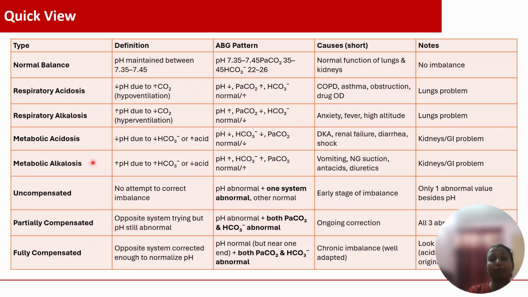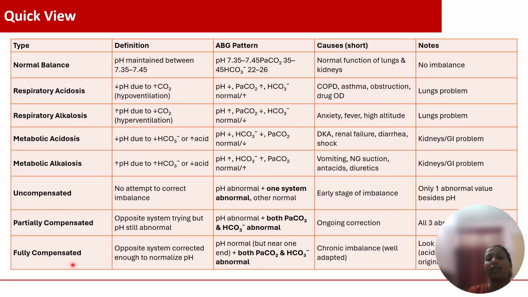Metabolic alkalosis: increased pH due to increased HCO3 or decreased acid level. pH increases and HCO3, that is bicarbonate, also increases. As a compensatory mechanism, PaCO2 sometimes will be increasing, or sometimes it will be normal only. Vomiting, NG tube suction, and diuretics are most of the time the causes for this condition. Kidney or GI related issues, we can say.